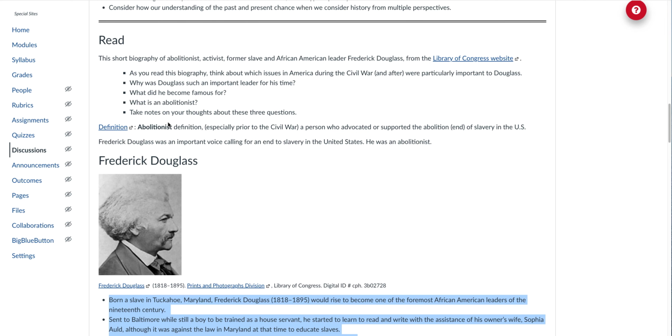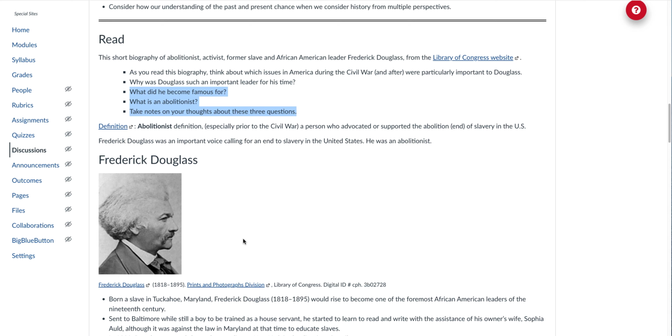And as you read this, you want to take some notes. Think about, why was he such an important leader for his time? What did he become famous for? What is an abolitionist? And please take notes as you read this and think about it. You can use your notes then for the discussion post.